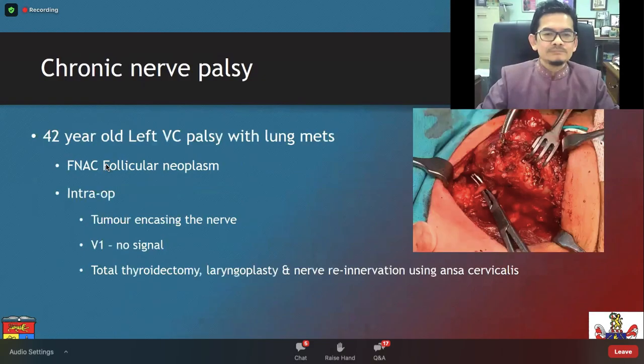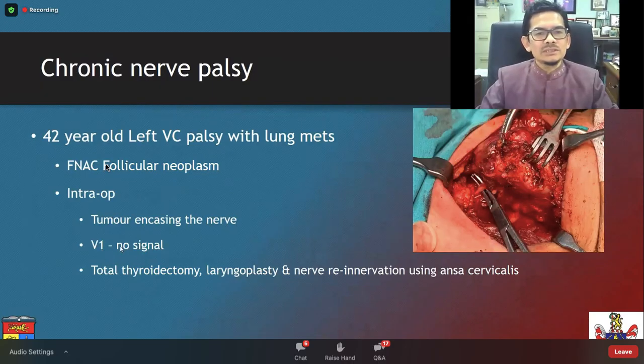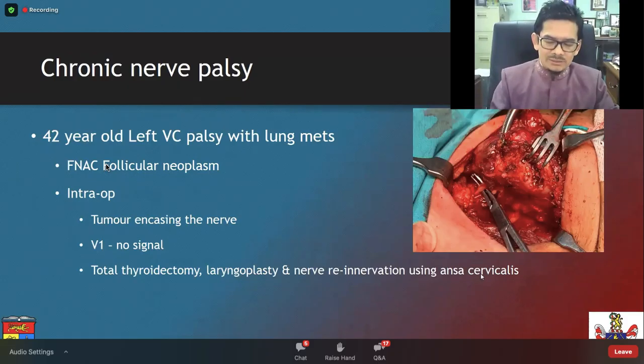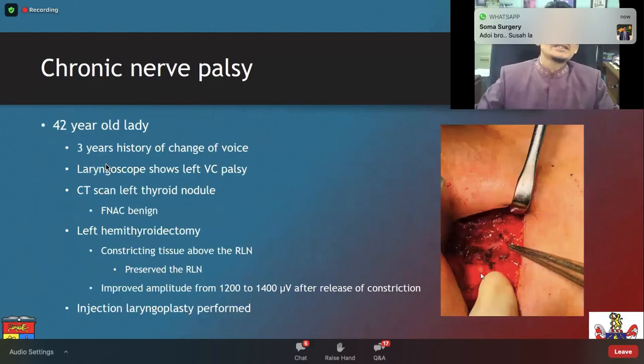The second patient is a 42-year-old who presented with left vocal cord palsy with multiple lung metastases. So we planned for total thyroidectomy with the patient. Intraoperatively, we found a tumor encasing the nerve, and when we measured the amplitude it was 0, there was no signal at all. That means the nerve is not functioning anymore. So we proceeded with total thyroidectomy, performed laryngoplasty and nerve reinnervation using the ansa cervicalis.